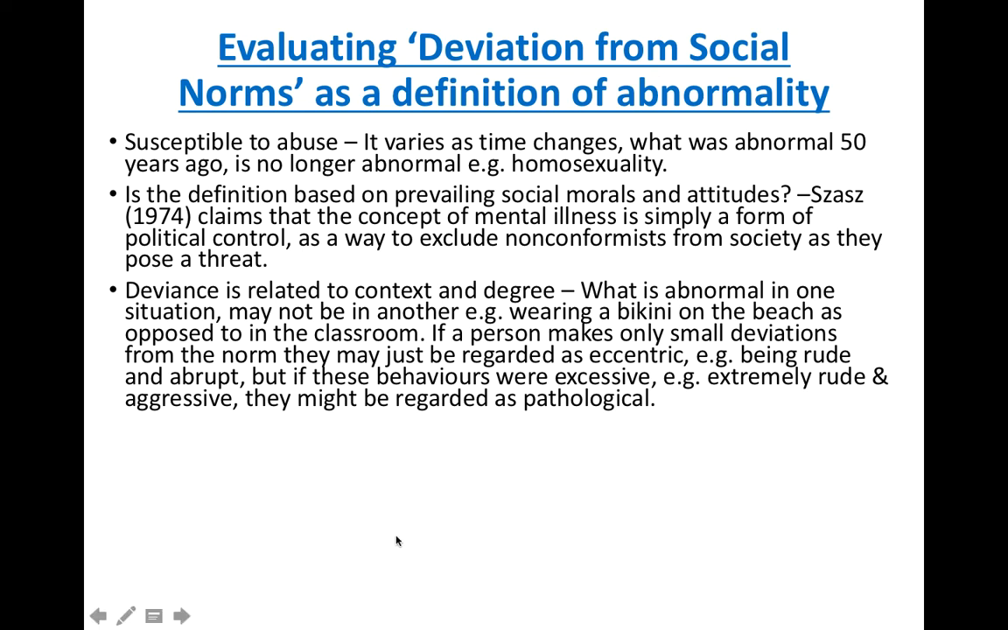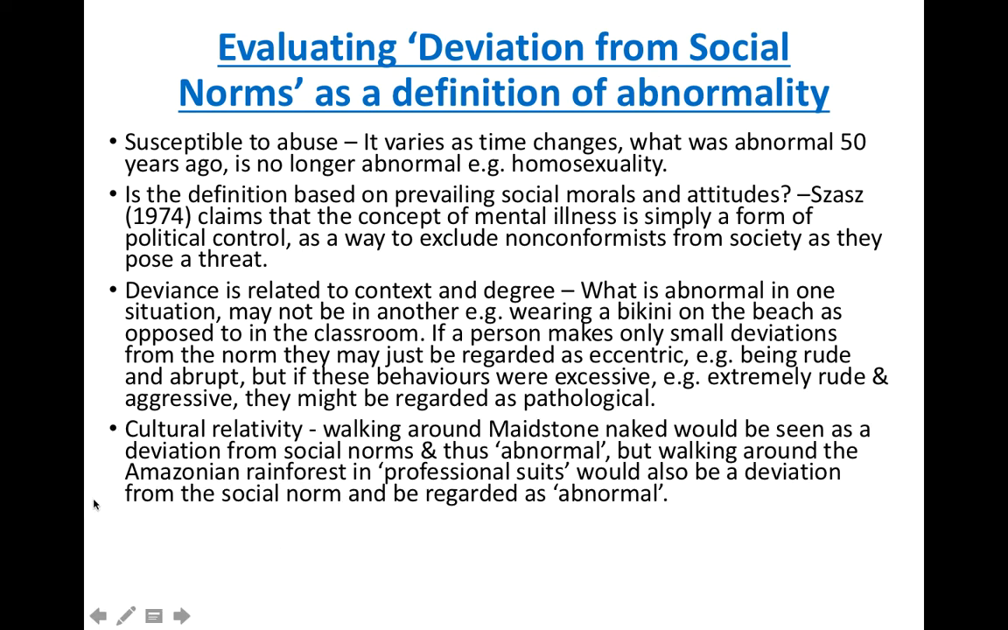So what this means is that social deviance on its own cannot offer a complete definition of abnormality, because it is inevitably related to both the context and the degree. Another point that you can talk about is cultural relativism. So walking around Maidstone naked would be seen as a deviation from social norms and therefore abnormal, but walking around the Amazonian rainforest in professional suits would also be a deviation from the social norm and regarded as abnormal. So you do have to take into account cultural values when you come to look at deviation from social norms.